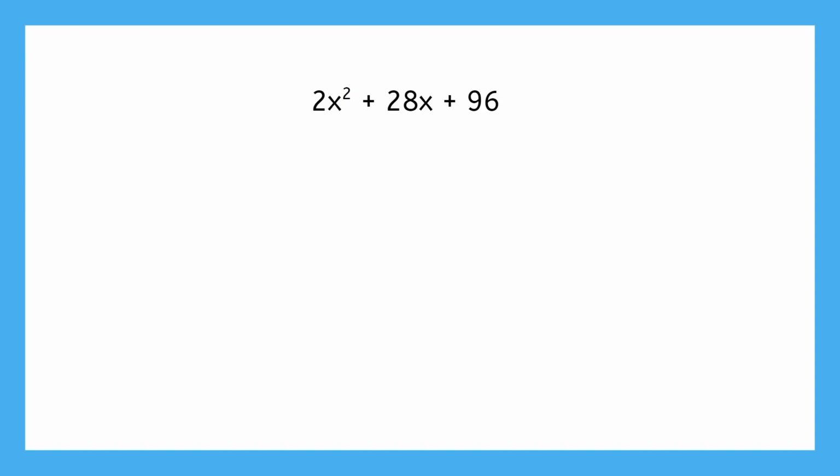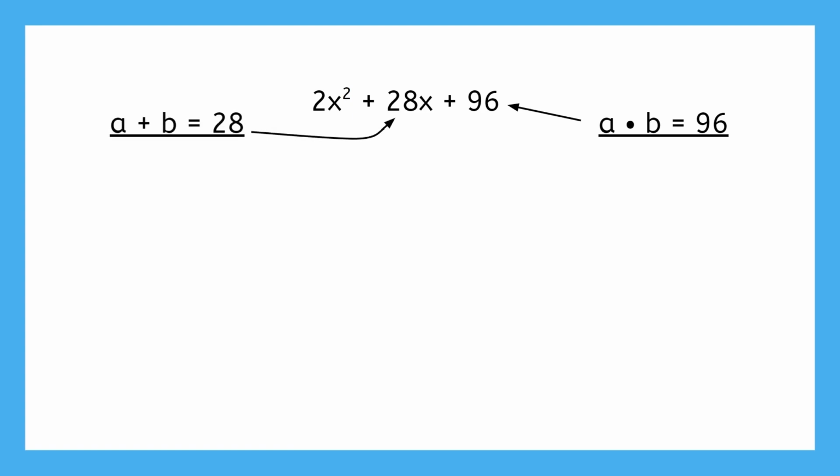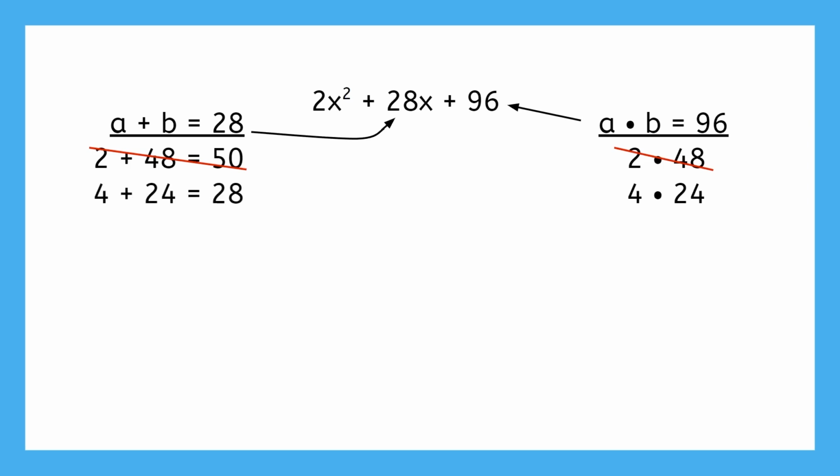Here we've got a polynomial, a second-degree polynomial, which we would call quadratic. We already learned how to factor quadratic, so let's do it. We need factors of 96, which also add to make 28. So what multiplies to make 96? How about 2 and 48? Except that doesn't add to make 28. It's 4 and 24. They multiply to make 96 and they add to make 28. So the factors are x plus 4 and x plus 24.